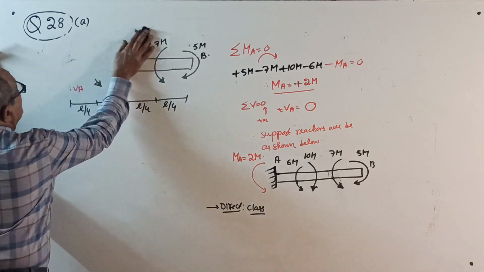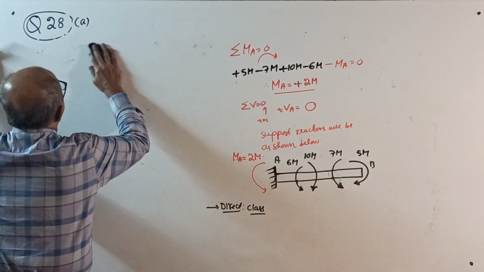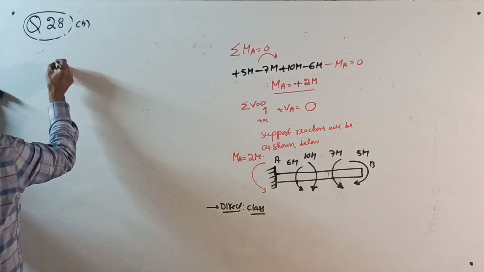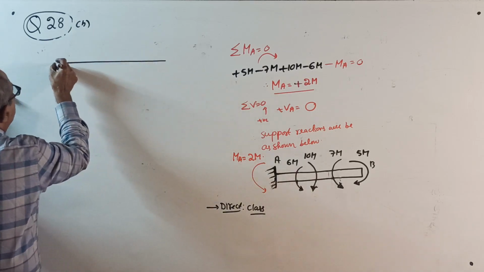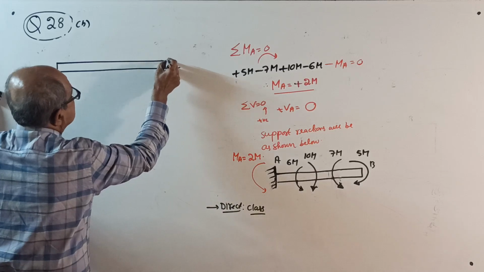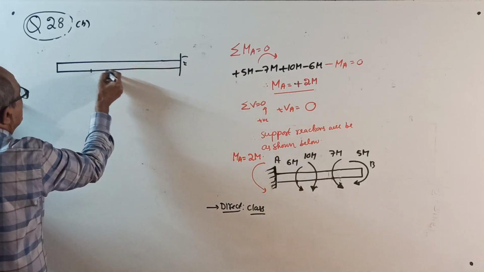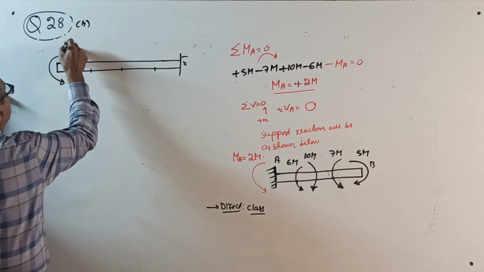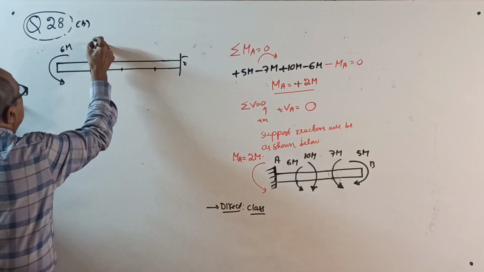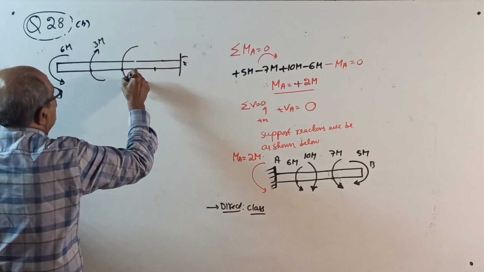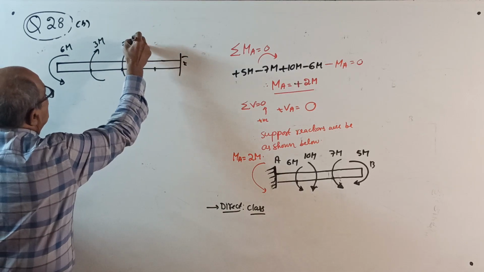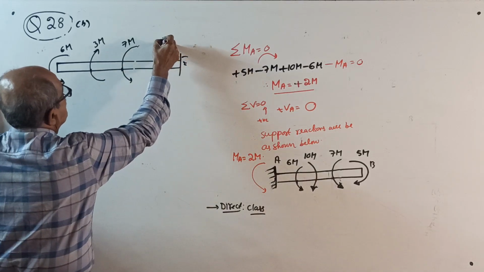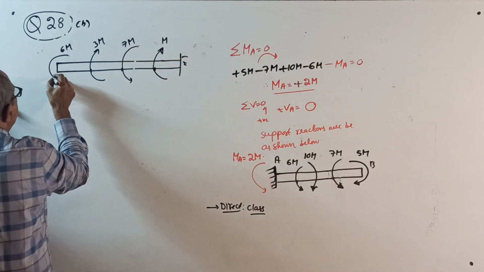Okay, I'll put the next question. Then I will give you some homework. Okay, 28b. Again, for the given cantilever beam, find reactions at supports. Some random points: anti-clockwise 6m, clockwise 3m, anti-clockwise 7m, clockwise m. Okay, A, B, C, D.